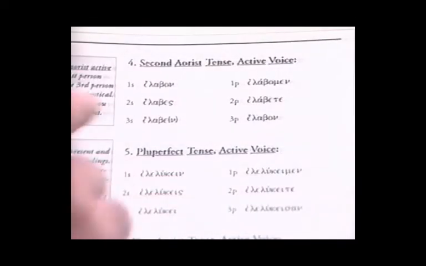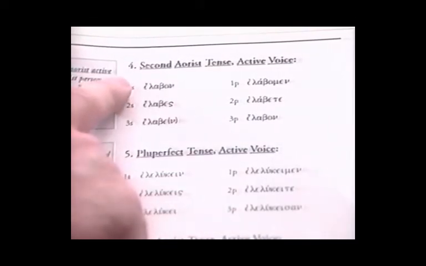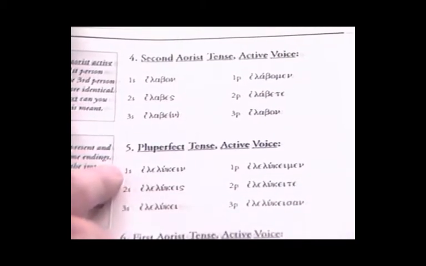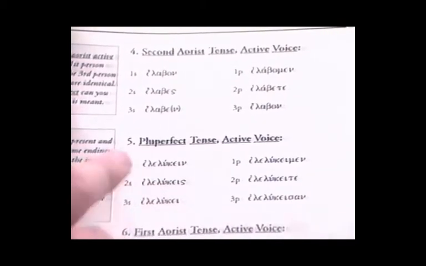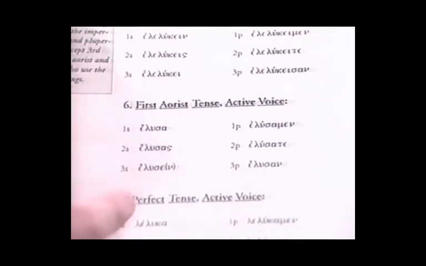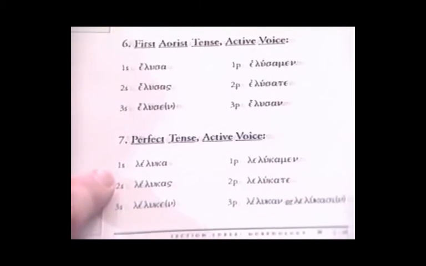Turn now to page 3-19, and you'll see more paradigms of various tenses, active voice, indicative mood. The second aorist. Don't worry about what that is at this point. We'll talk about the second aorist at a later time. Number 5 shows the pluperfect. Number 6 shows the first aorist. And number 7 shows the perfect tense.